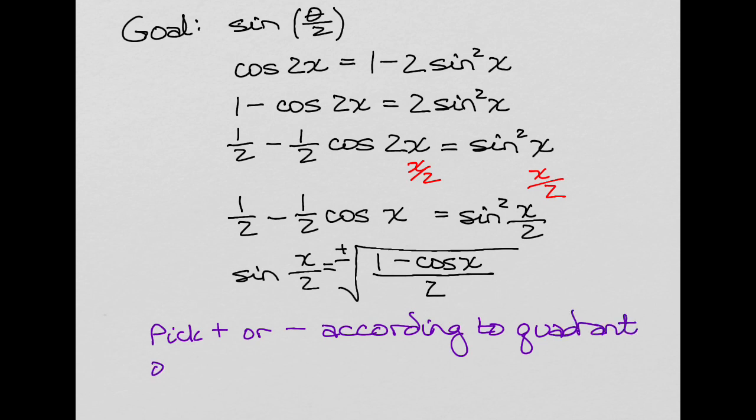So if x over 2 is in quadrant 1 or quadrant 2, I'm going to pick positive because sine values are positive in 1 and 2. If x over 2 is in quadrant 3 or quadrant 4, I'm going to pick negative because the sine is negative there. For the cosine of a half angle and the tangent of the half angle, the process is very similar. We're just starting with the other two versions of the cosine of a double angle formula.